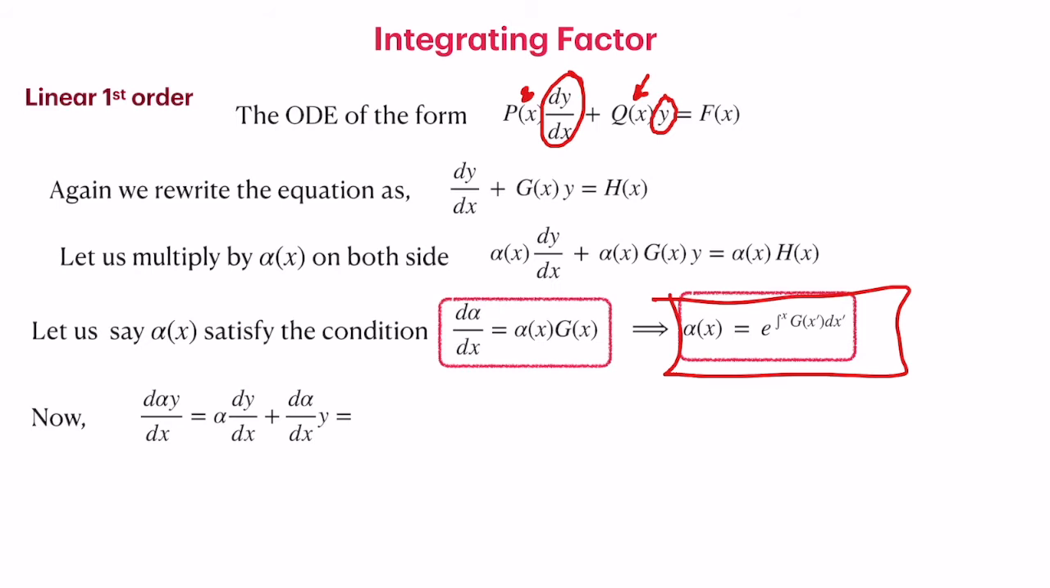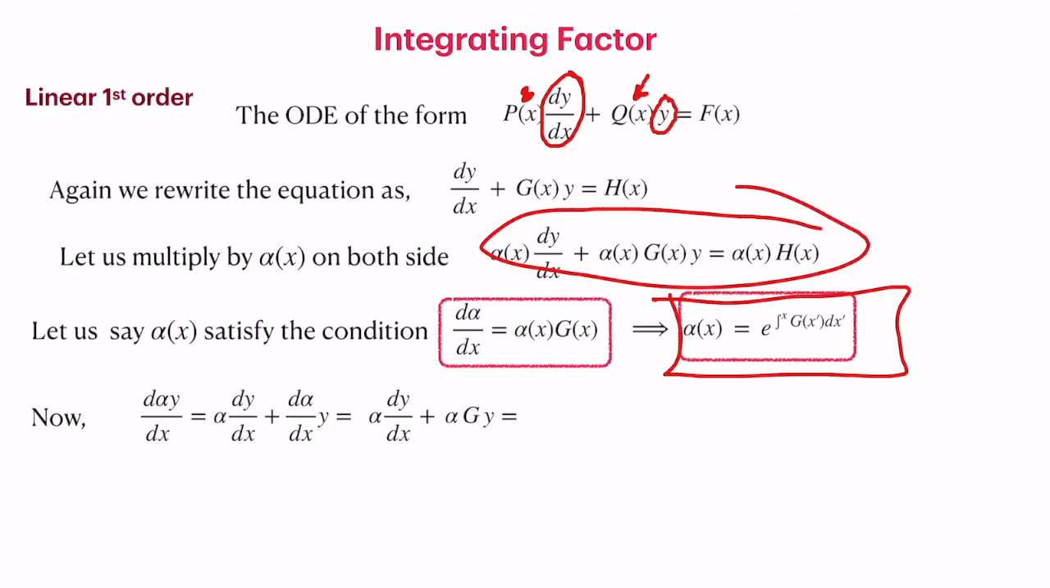Otherwise we may not have a proper method to figure out the integrating factor. We can check whether it is exact or not. d by dx of alpha into y is equal to alpha into dy by dx plus d alpha by dx into y. Now we substitute the condition from the differential equation given here, and then we get alpha into dy by dx plus alpha into g into y, and that is equal to alpha into dy by dx plus g of x into y, that is equal to alpha into h.